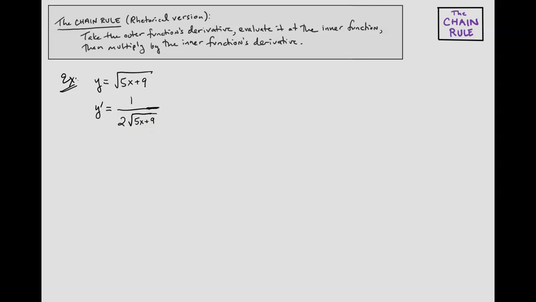But we are not done. That was only the first step. We have to continue the chain. We have to then multiply by the inner function's derivative. Well, the inner function is 5x plus 9, so that means I have to multiply all this stuff by 5, since that's the derivative of 5x plus 9. And we are done, apart from cleaning this up, of course, which we can do just by sticking the 5 back up here. Good. As you can see, the chain rule is easy once you get used to it.